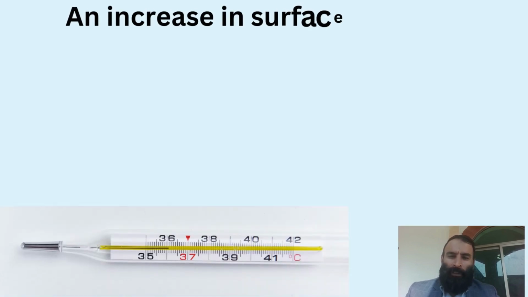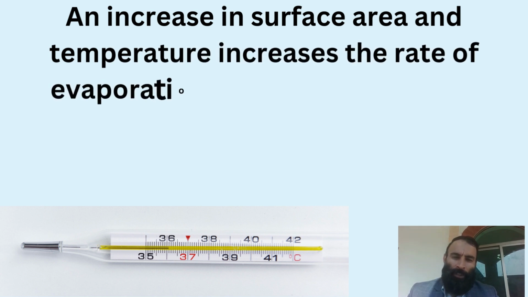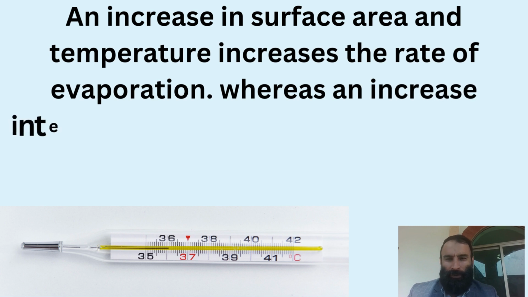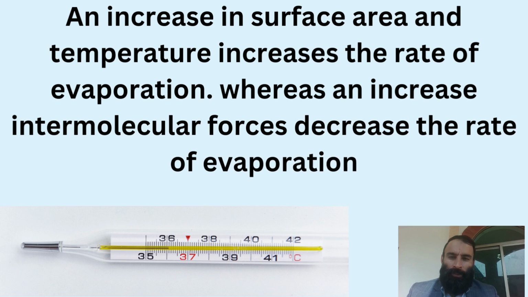Next is the relation of surface area and temperature with the rate of evaporation, and the relation of intermolecular forces. Surface area is directly proportional to evaporation, and temperature is also directly proportional to evaporation. It means that at high surface area and at high temperature, the rate of evaporation is also high, whereas intermolecular forces have an inverse relation with evaporation. The stronger the intermolecular forces, the lesser the rate of evaporation.